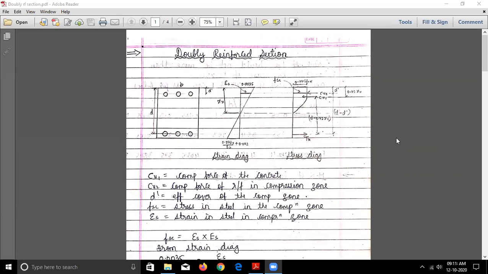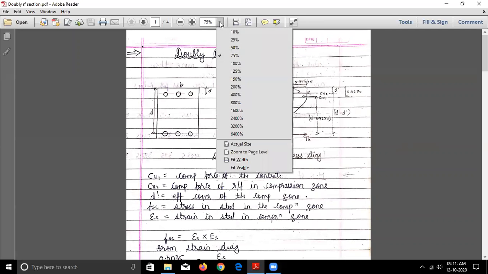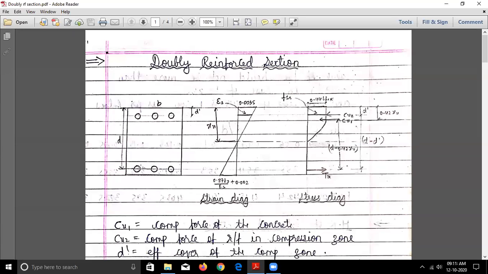So you can see the figure. I hope it is visible. This is the tension reinforcement, this is the compression reinforcement, this is the width of the beam, this is the effective depth. Now this is the strain diagram. We know that the maximum strain in the outermost fiber is 0.0035 in compression, and in tension it is 0.87 fy upon Es plus 0.002. This is the depth of the neutral axis.